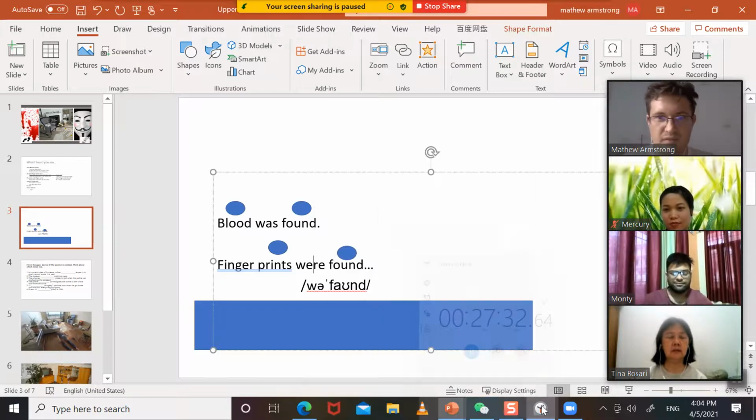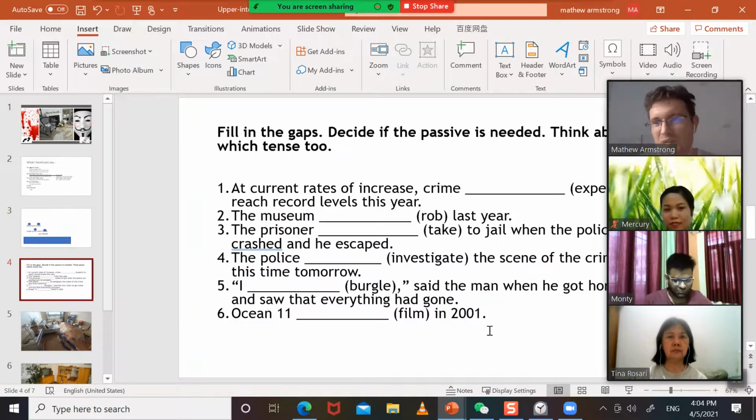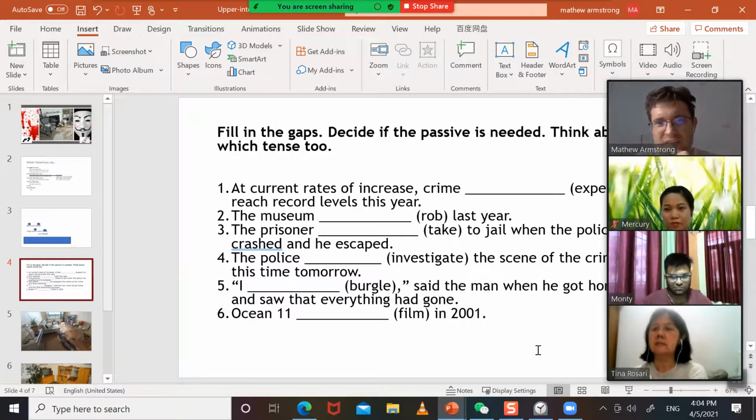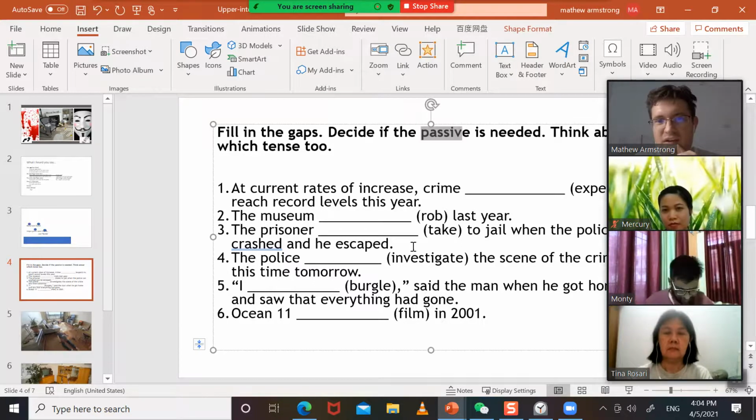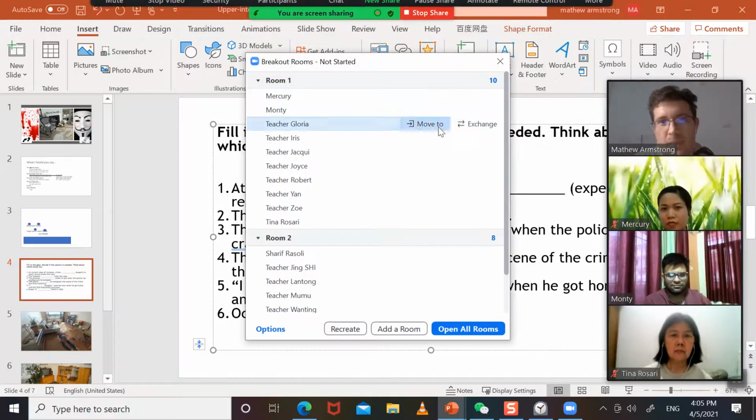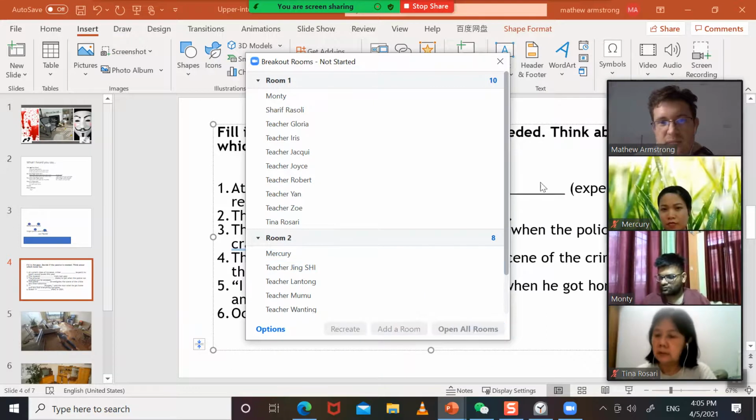Let's see, timer. Okay, so can you all go to the breakout rooms? Make sure you have this picture. I want you to do the gap fill. Okay, now passive. The passive is not in every sentence, yeah? Are we ready for the breakout rooms?